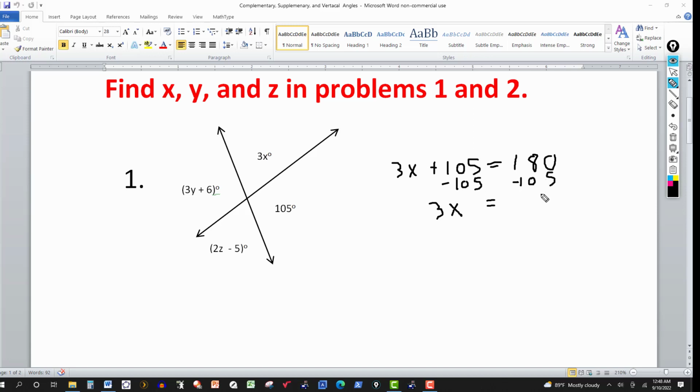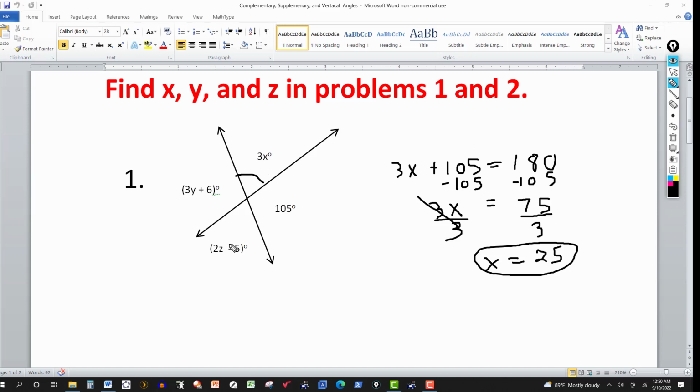So 180 minus 105 gives me 75. And of course the 105 and the minus 105 cancel over here, so then I just divide through by 3. 75 divided by 3 is 25. So the value of x is 25. Just plain old 25. That's the value we put. Now you put it in here. 3 times 25, that's 75. So this angle here actually is 75, but they're not asking for this angle. They just want the value of x.